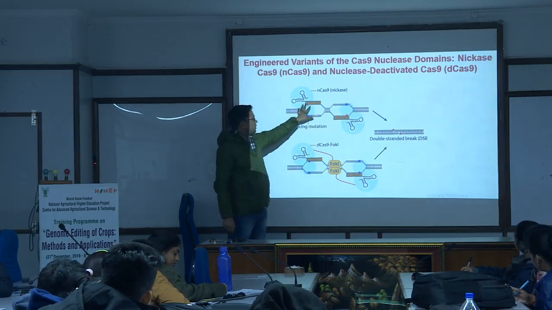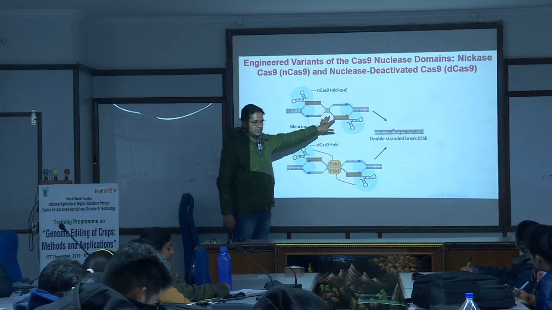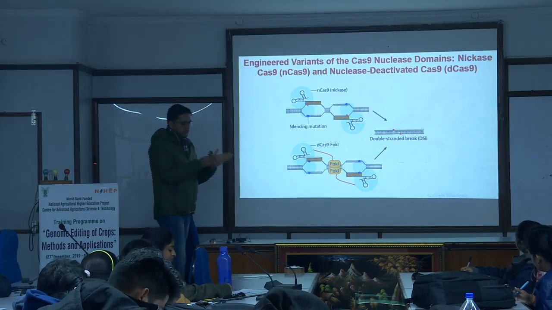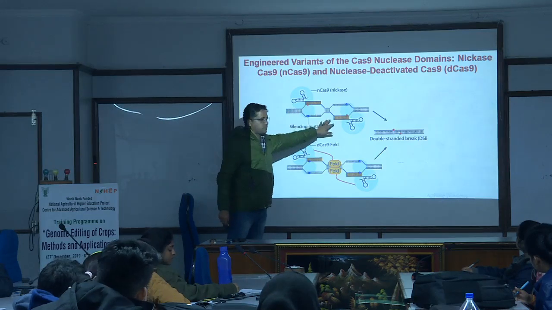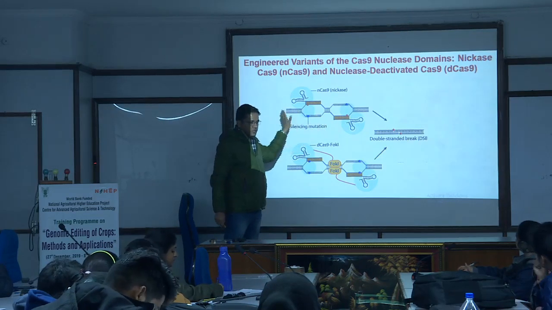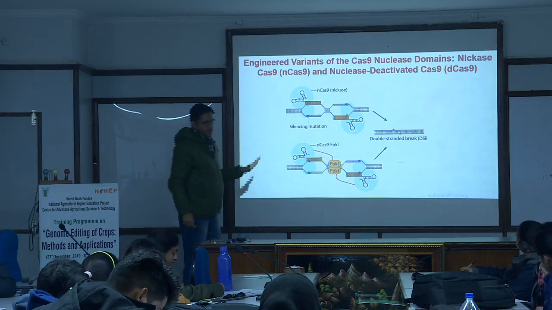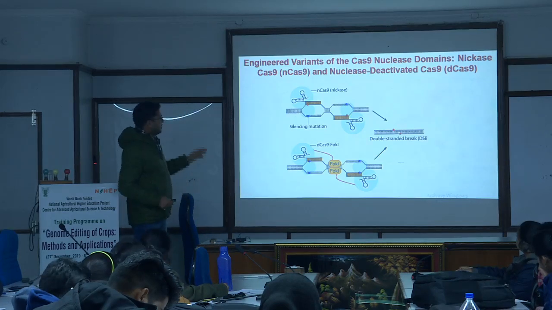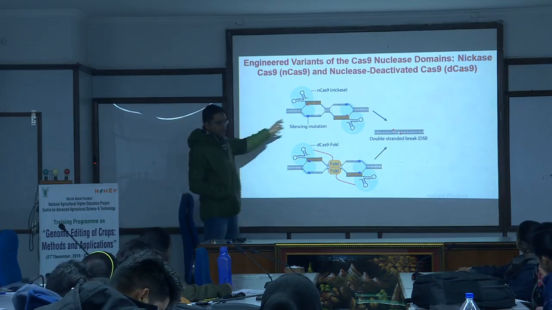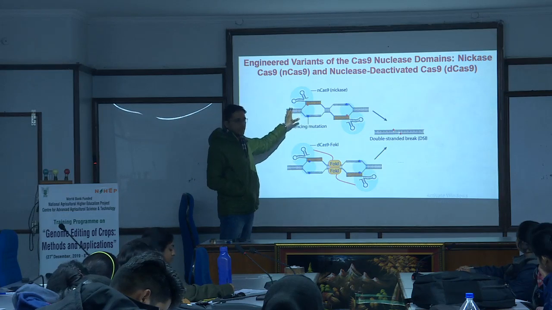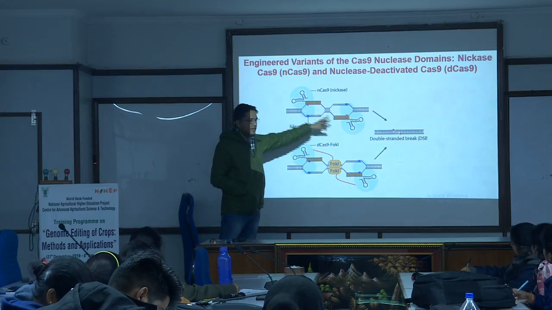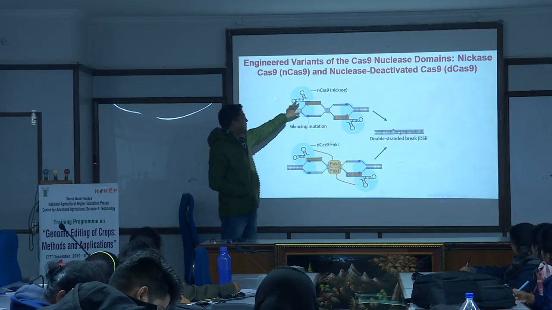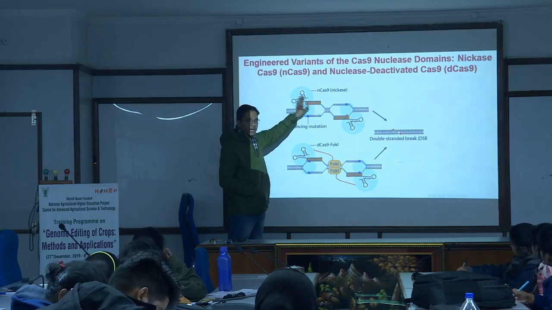If you target a gene with two gRNAs that are targeted to adjacent sequences, what will happen? The probability of finding this kind of sequence in your genome will be very low. Are you getting my point? Rather than targeting your gene with a single gRNA and a Cas9, you target your gene with two gRNAs coupled with Cas9 nickase.